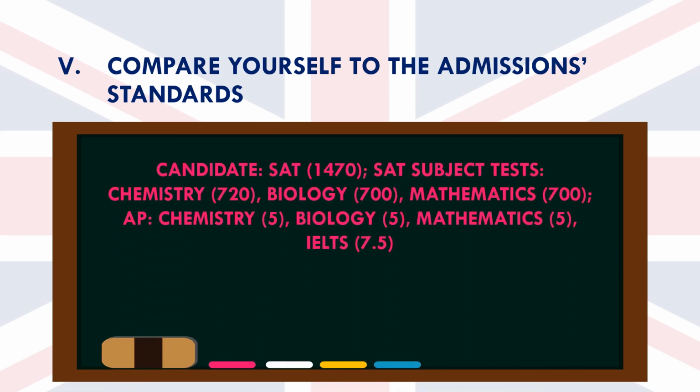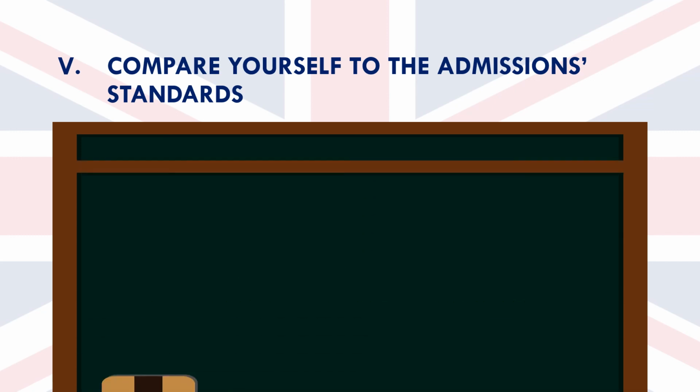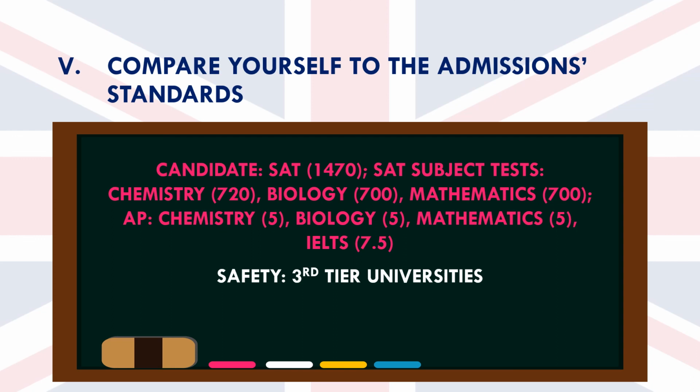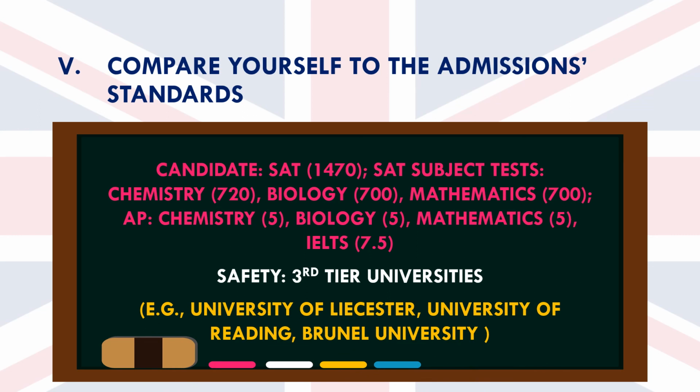Let's take that same candidate, and we can say that as far as elite university is concerned, that institution would be a reach. It would be more difficult for this student to get into universities such as Oxford, Cambridge, or Imperial College London. A safety institution for this candidate would be a third-tier university, such as the University of Leicester, University of Reading, Brunel University.